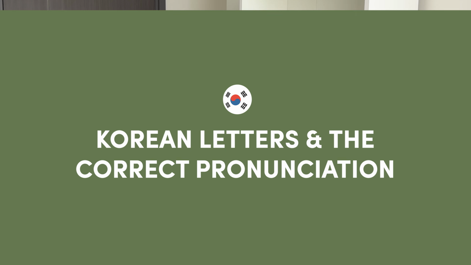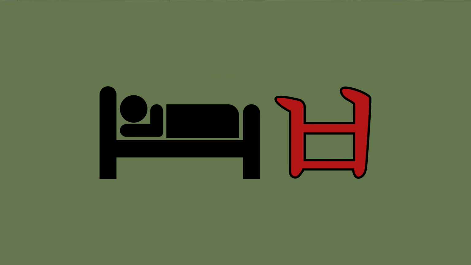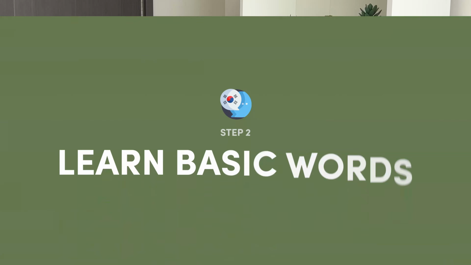The fastest way to learn Hangeul is through associations. You link the letters to things you already know. For example, the letter biup looks like a bed. It also makes the B sound, just like in the word bed. So whenever you see biup, you'll think bed, and remember it makes the B sound. Associations like these can also help with learning Korean words. More on that in a bit.